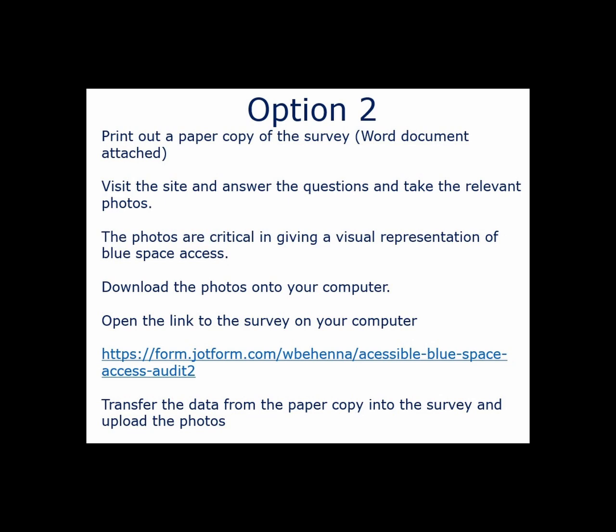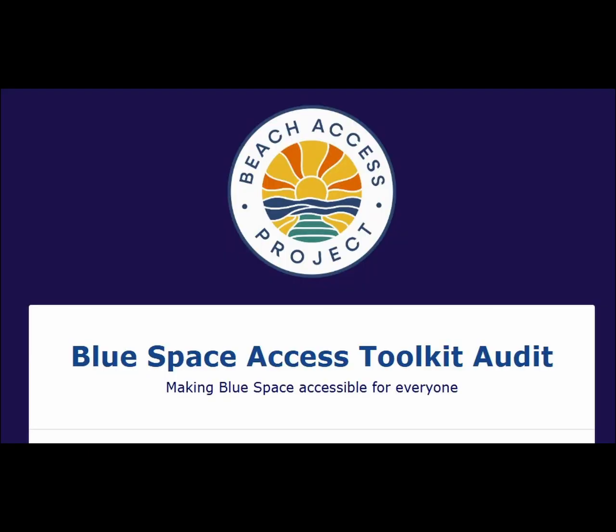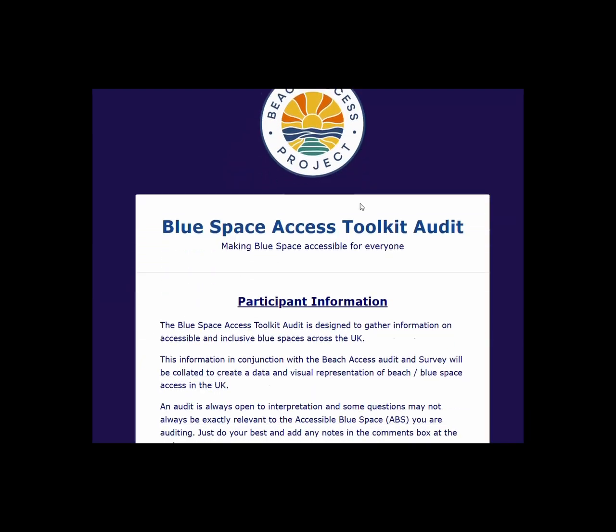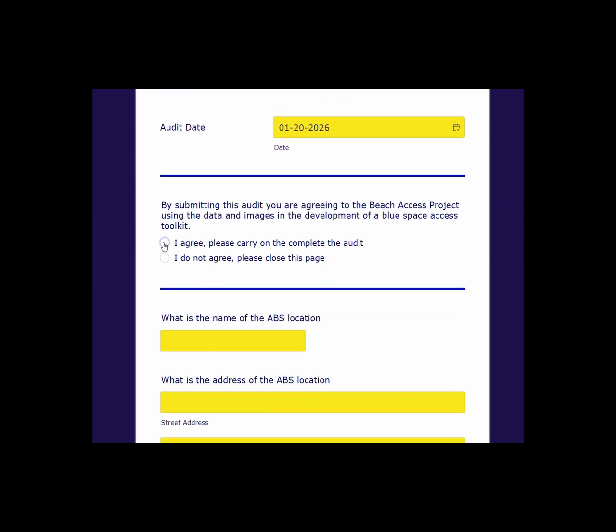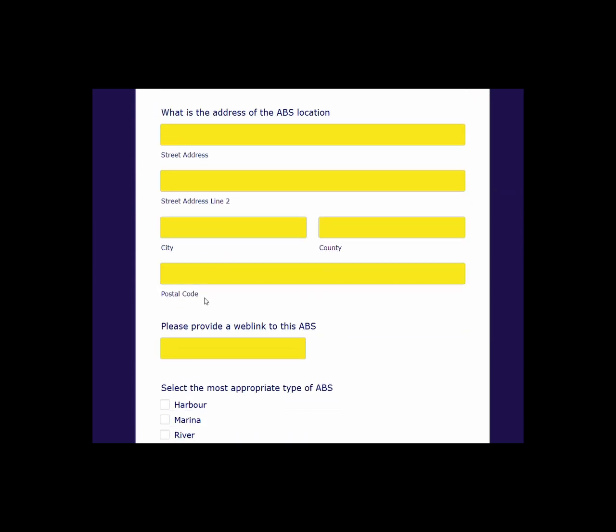What you will need to do is download all of the photos from your phone onto your computer, and then you can upload those as you fill out the audit. So I'm just going to take you through the audit so that you can see what you need to do to complete it. Once you've opened it, you scroll down and click that you agree to fill it out, and then you start adding in the information.